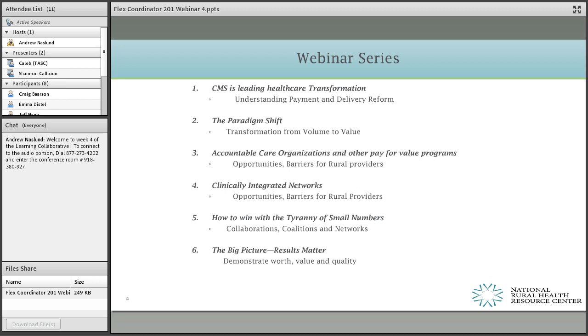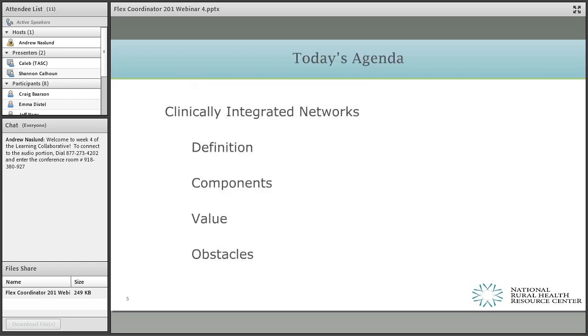This week, we'll be talking about clinically integrated networks, and I look forward to sharing with you some thoughts on that. We'll follow up and continue to build on the learning in week 5, specifically focusing on charity in small numbers, or how to be successful as a low-volume provider. And then week 6, of course, we'll wrap it up with a big picture and how we can paint results that make it valuable to payers.